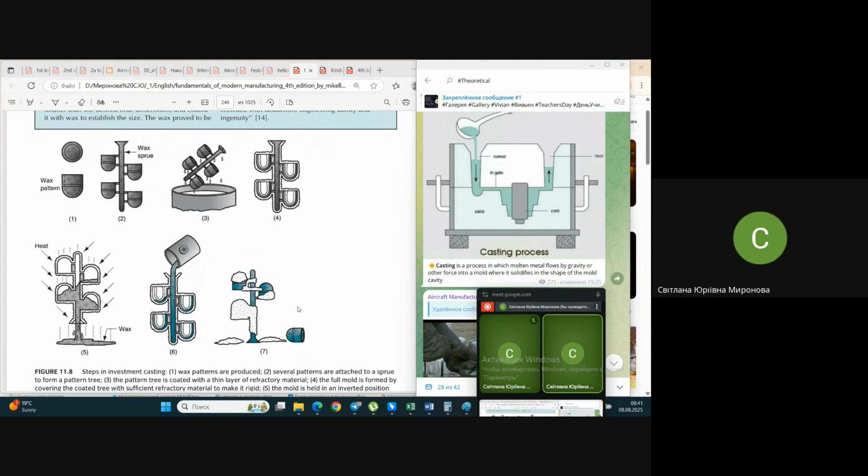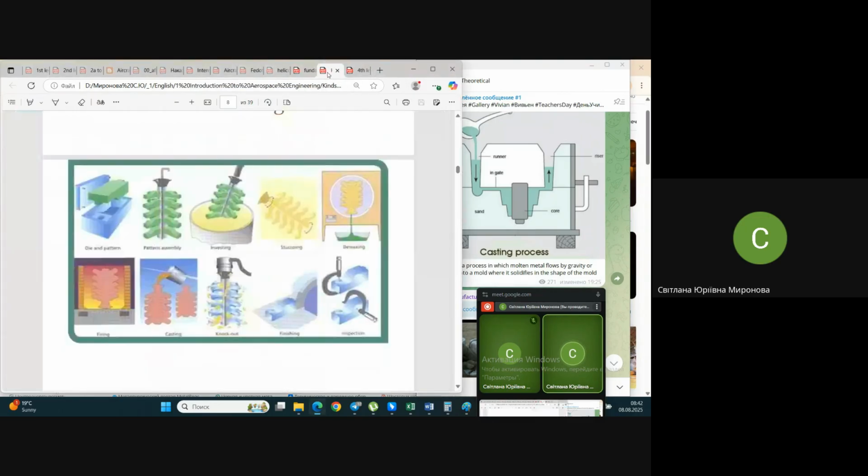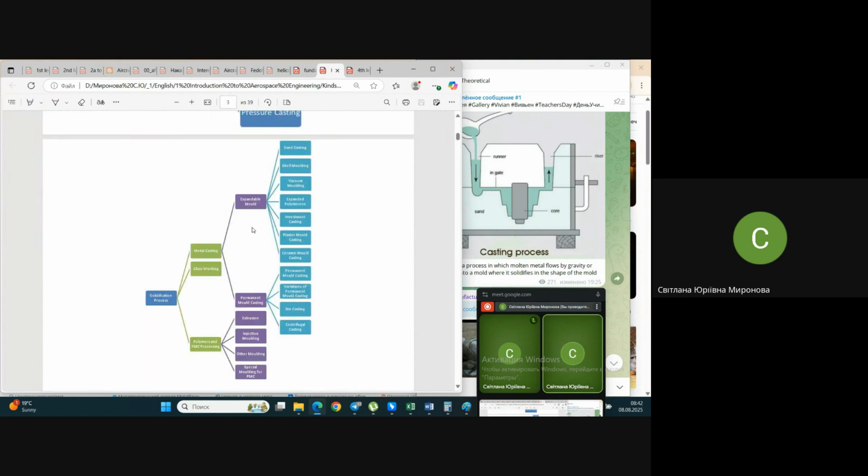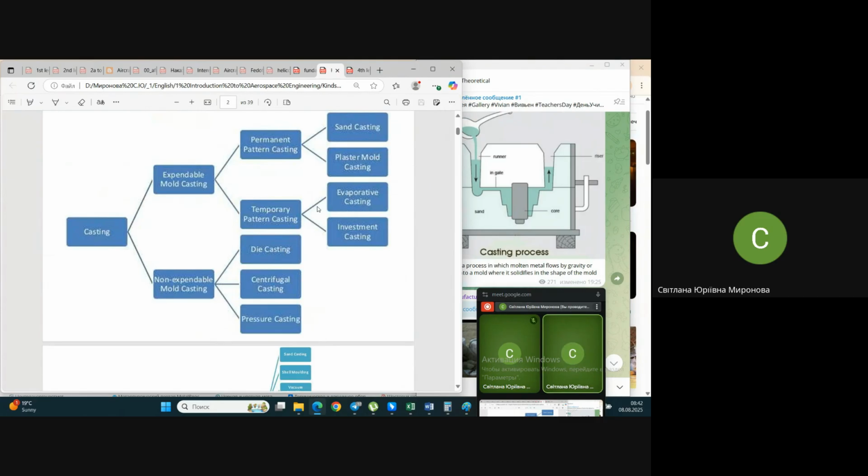What else? A derivation, a development of this process, what may it be? We have seen in the classification, let me show you the classification once again. Sand casting and investment casting. And somewhere there was gasificated casting, not here, no? Evaporating casting. Look, sand casting and investment casting and evaporating casting.